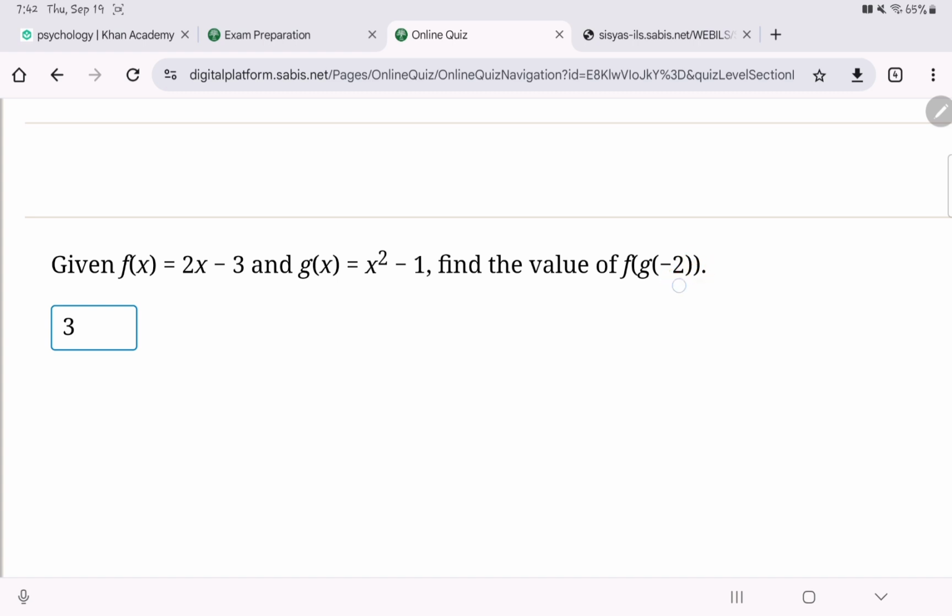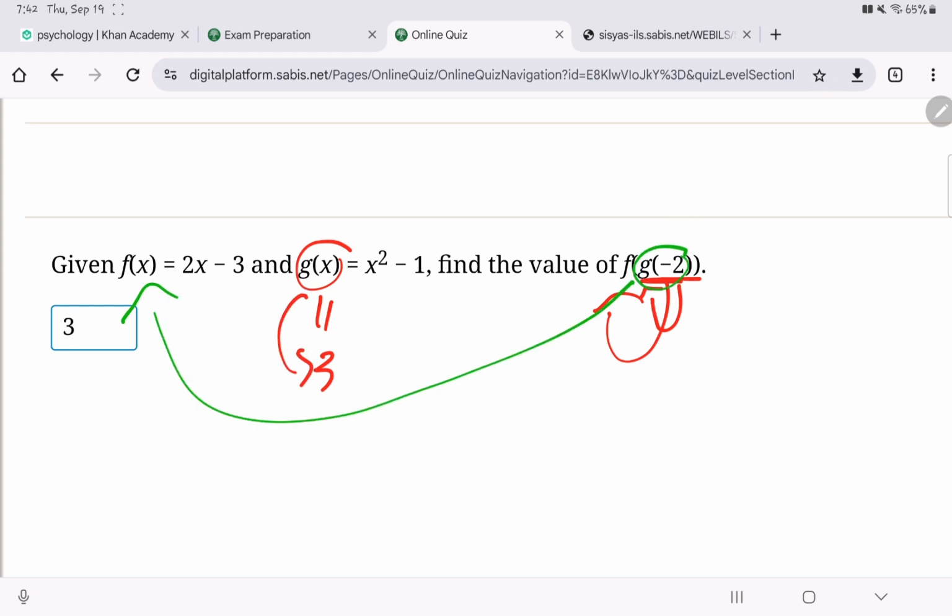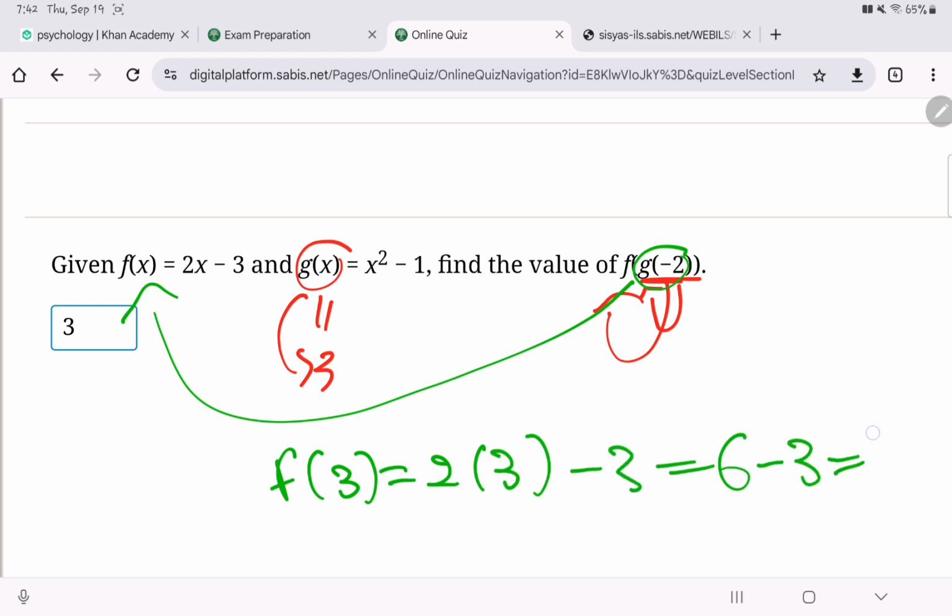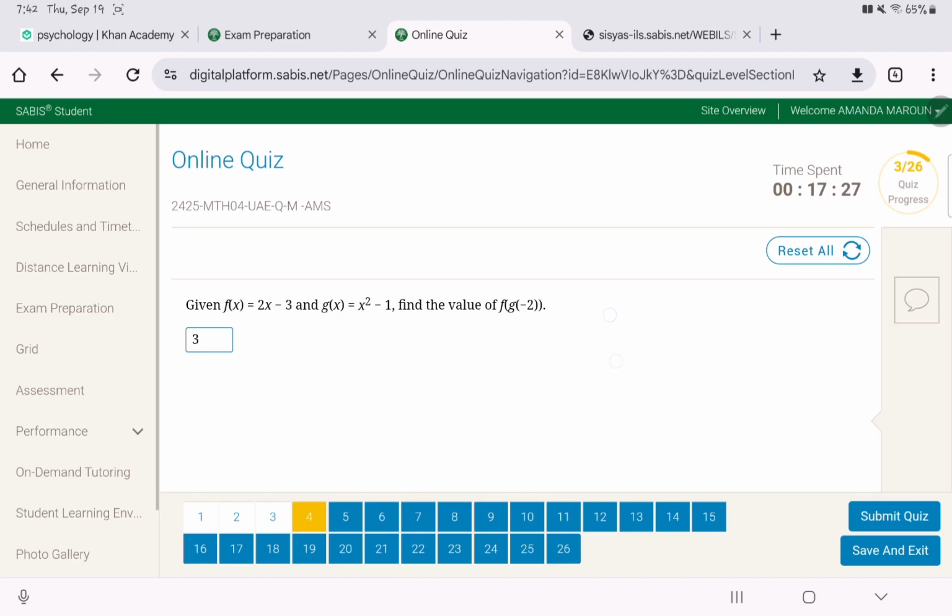So let me do it one more time. We have minus 2, we should replace it in g. So we replace it, we're going to get 3. Then we have g(x) that we need to replace in f, and we know that g(x) is equal to 3. So we replace the g(x) by 3. So now we get f(3) is equal to 2 times 3 minus 3. So 6 minus 3, which is 3.